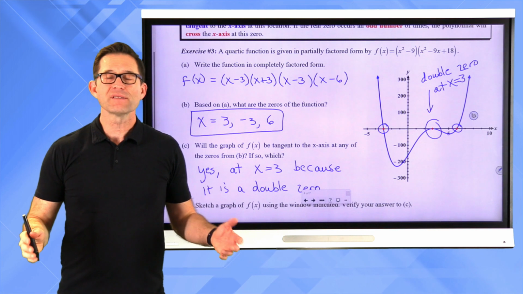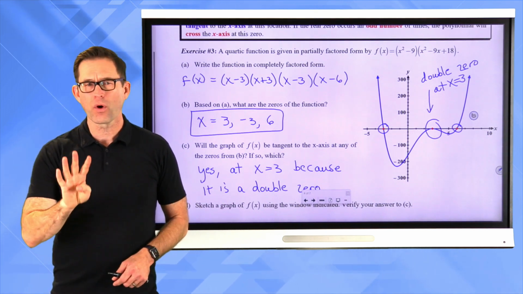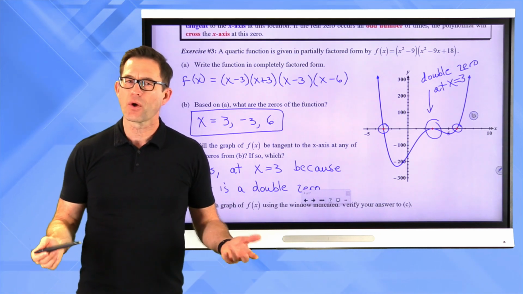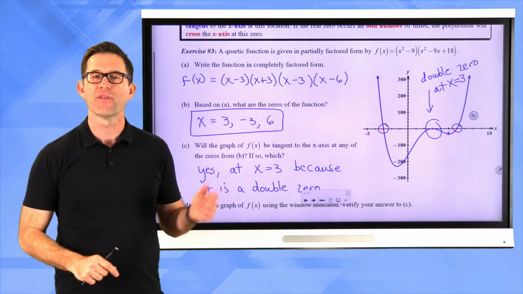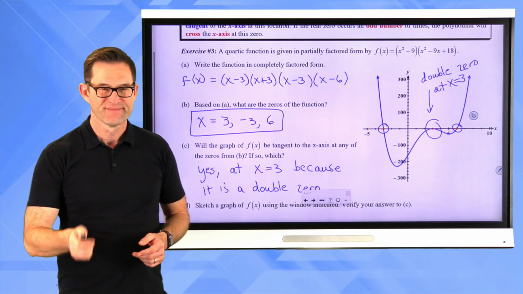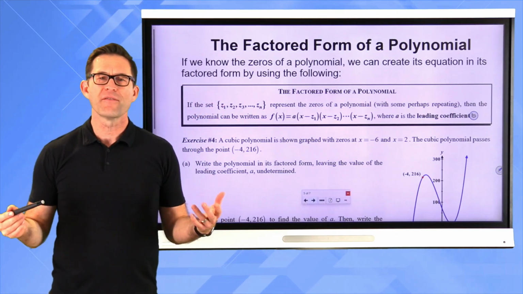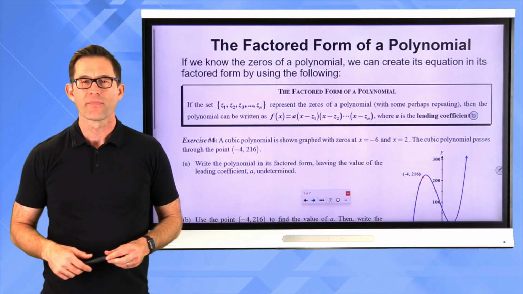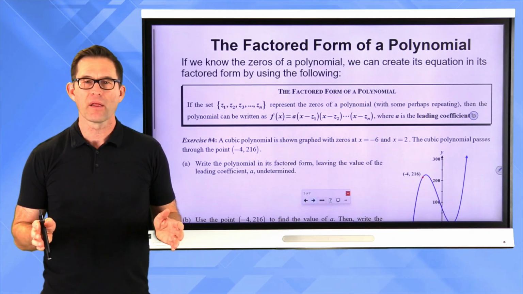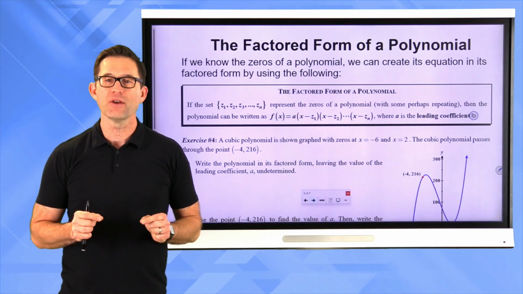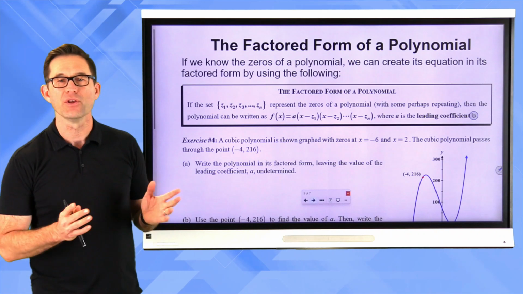Now, obviously, quartics can have up to 4 real zeros. This quartic only has 3 of them because one of them got doubled up. All right. So let's keep going. Let's talk about the factored form of a polynomial. If we know the zeros of a polynomial, we can create its equation in its factored form using the following.